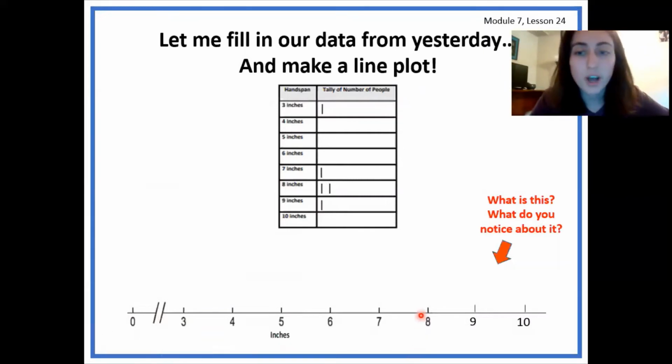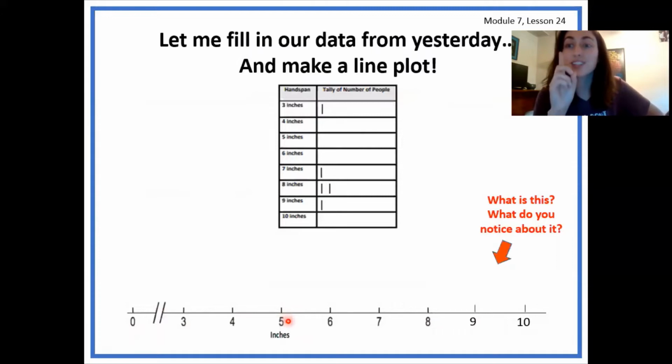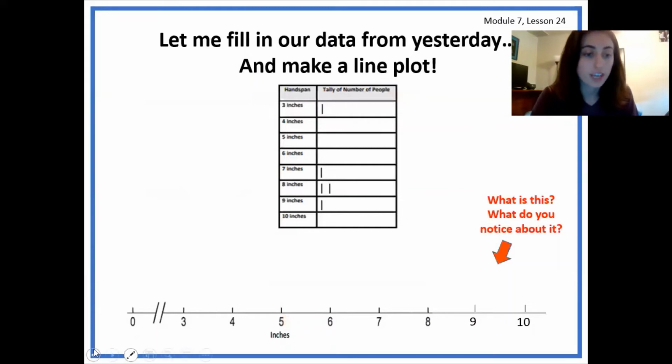So this line plot right here, we can notice that it looks kind of like a number line, right? We can notice that there is a label down here. There's a category and it's labeling that this is all saying inches. So this is 3 inches, this is 4 inches, this is 5 inches. So watch what I do. I draw an X above the 3 first because I have one that has 3 inches of a hand span, paw span.